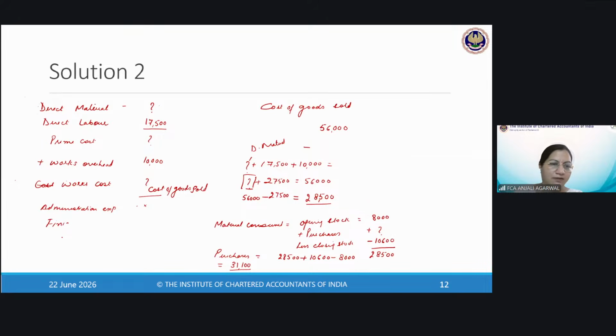Add opening, less closing. Opening finished goods is how much? 17,600. And closing finished goods are 19,000, right? 17,600 and 19,000. That means from cost of goods sold, we first need to reach cost of production.